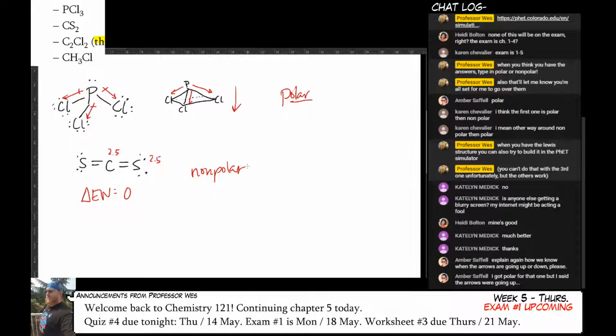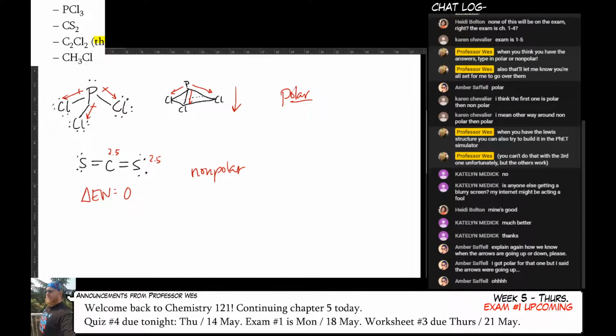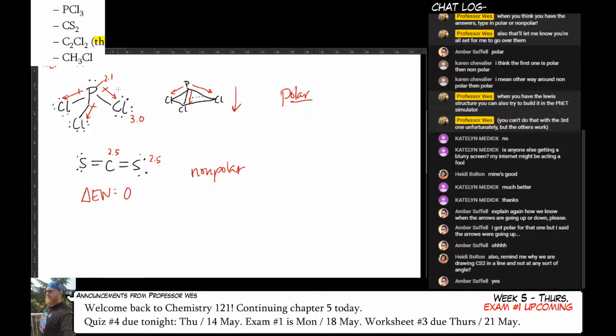So explain again how we know where the arrows are going, up or down. Okay, so do you mean why I drew it in this direction and not, say, this direction? Sorry, I'm using arrows to indicate arrows and then drawing more arrows. It's not the best way to do it. The reason I pointed these arrows from P to Cl is because, looking at the electronegativity table, P is 2.1 and Cl is 3.0. So delta EN is 0.9, which means I point towards the bigger one, which is Cl. So my arrows are all going that way.